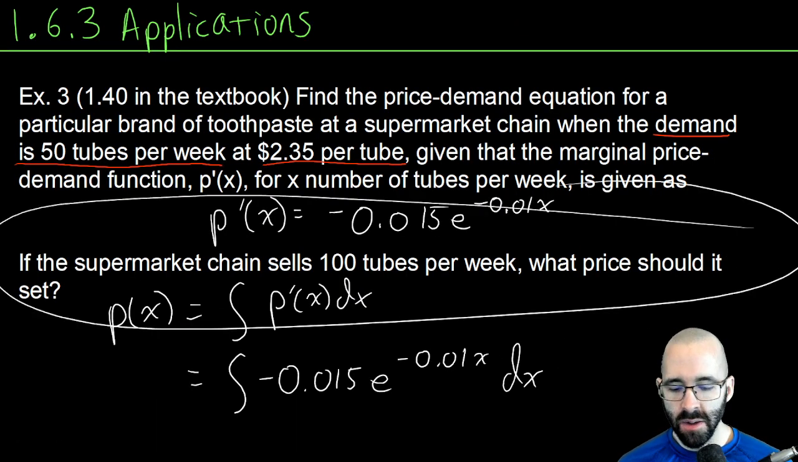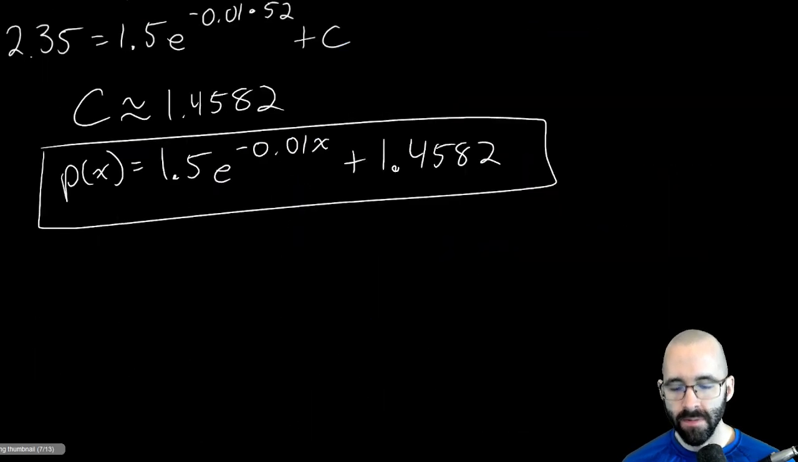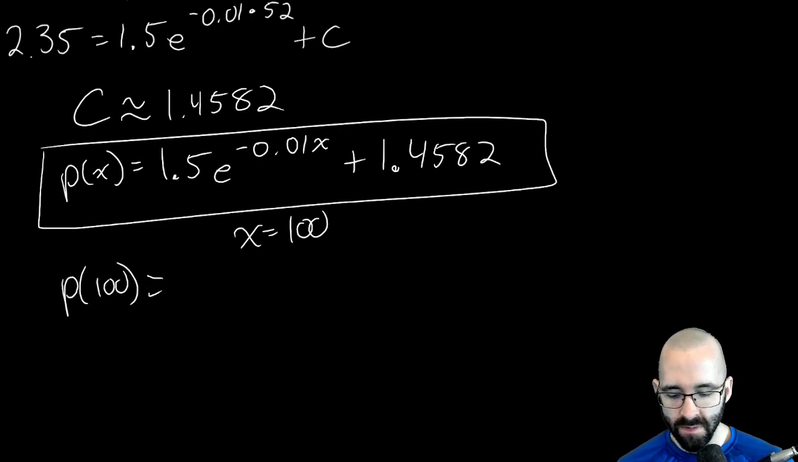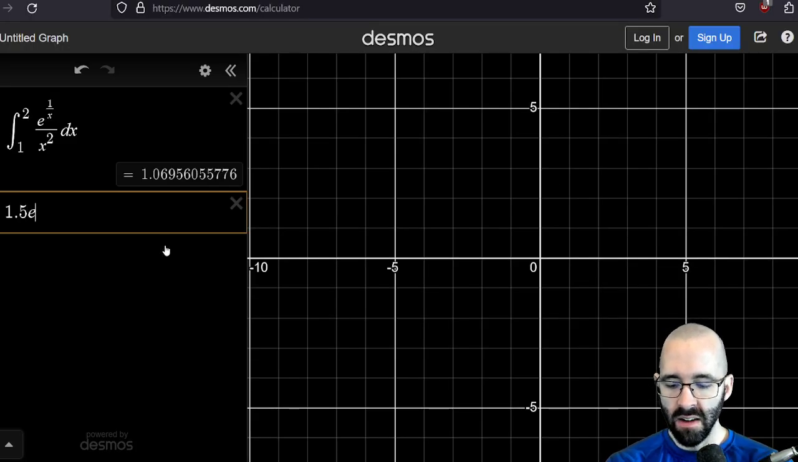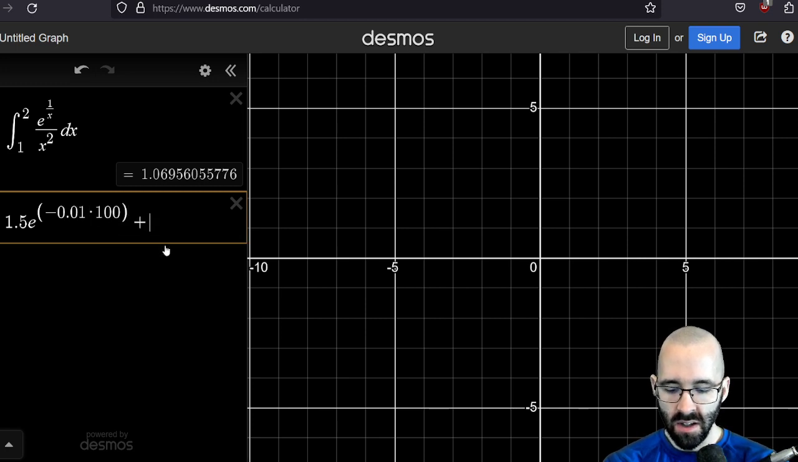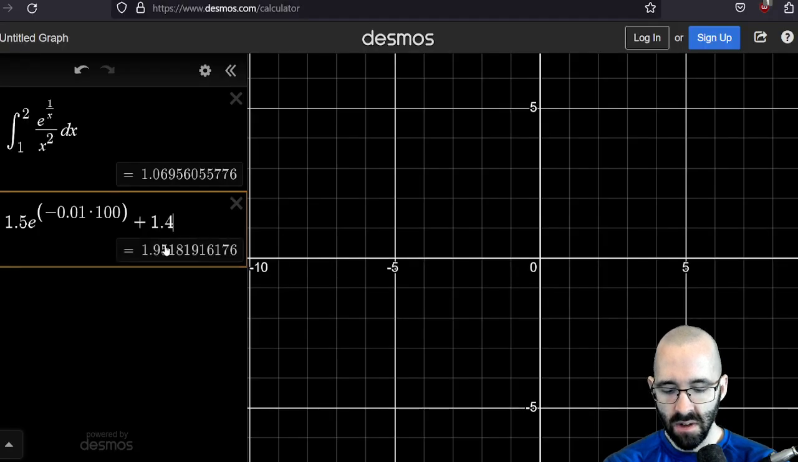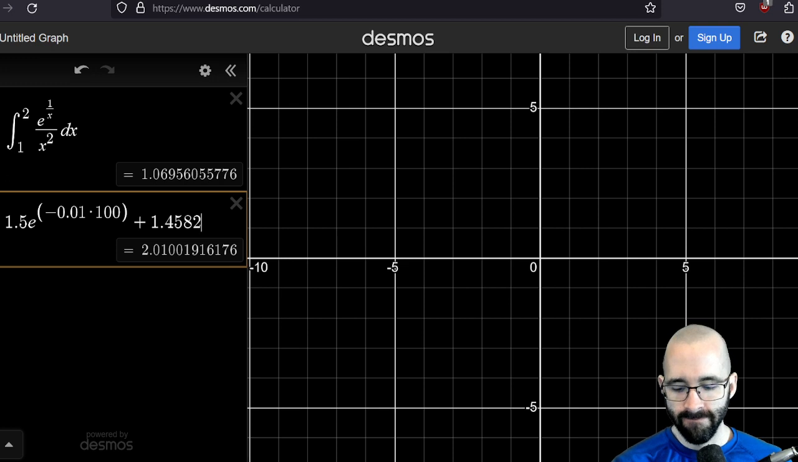All right, so let's do the end of this problem. If they sell 100 tubes per week, what should they set the price at? Well, if demand is 100, what is P going to be? Let's find out. We're just going to plug that in. Plug in 100. Get 1.5 e raised to the negative 0.01 times 100 plus our constant, which was 1.4582. That's $2.01.